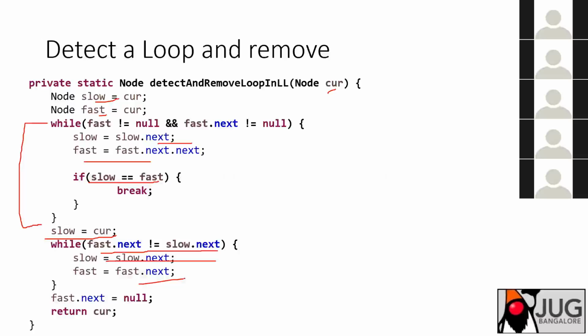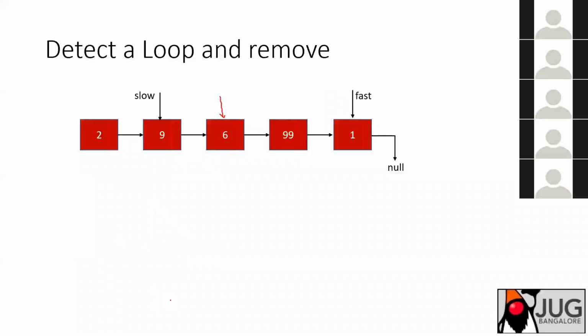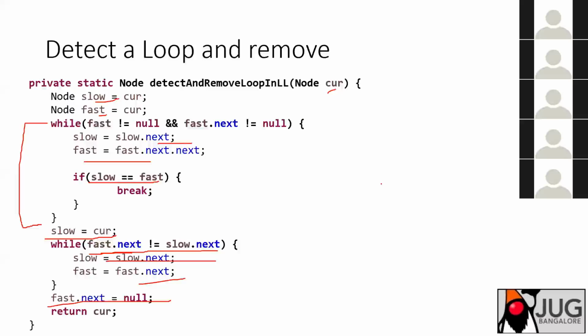And once you hit this condition, fast.next is not equal to slow.next, once this condition is false, that means fast.next is equal to slow.next. So what you do, you mark fast.next as null. That is what I'm marking as null here. Cool. This is how this algorithm works.